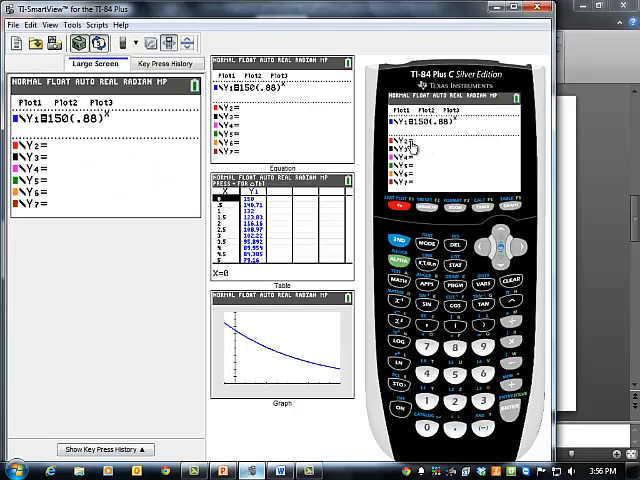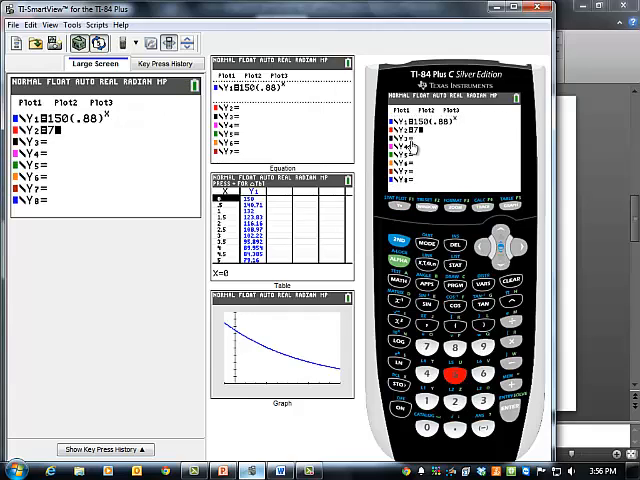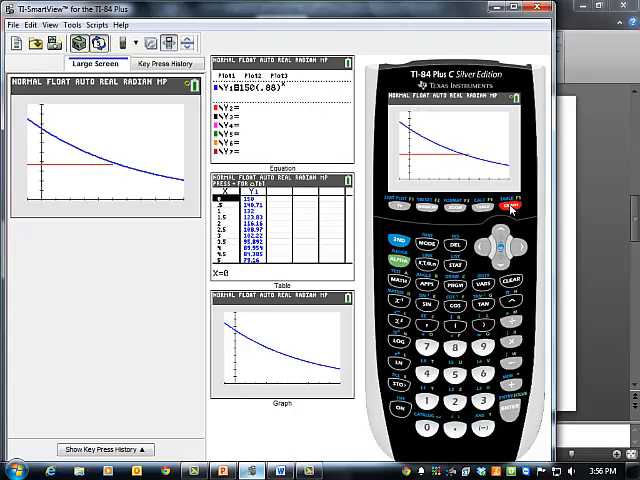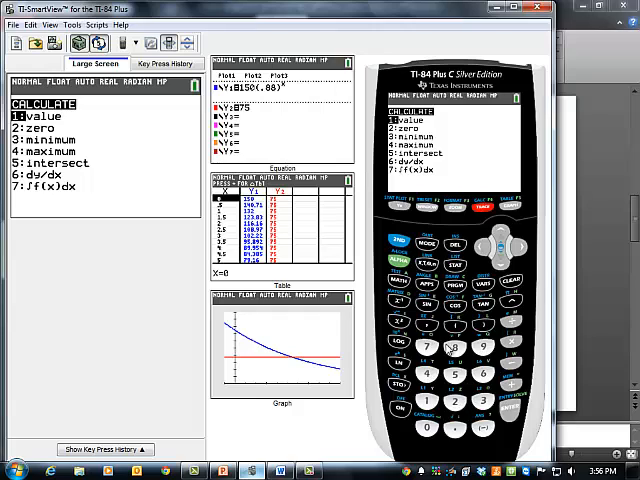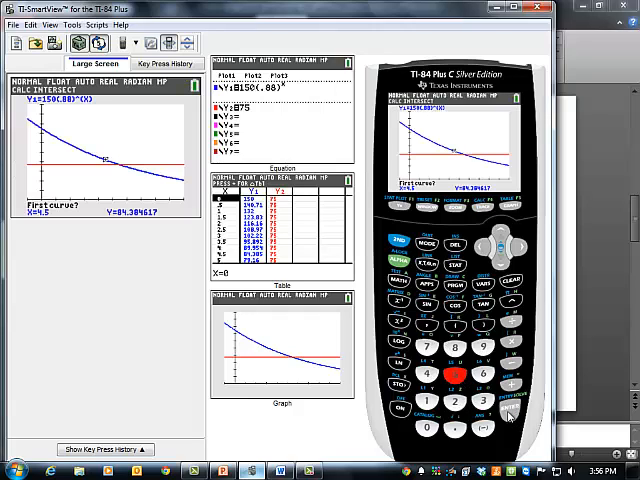So we go down to our y2. We're going to draw a horizontal line where y equals 75. Hit graph again, and you're going to have that line drawn. And we're going to use our calculators to help us find this intersection right here. So remember the keystrokes. You go second, trace, intersect, 5, enter 3 times. 1, 2, 3.